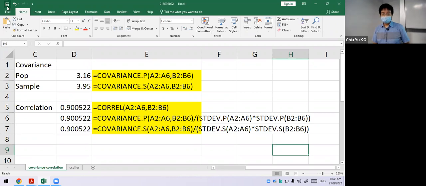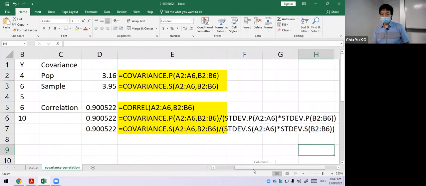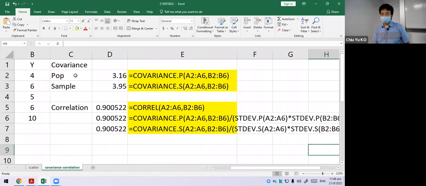So I hope it's clear how you will be able to calculate all this. Okay. Of course, you just use CORREL, but these two are just trying to show you that this formula is exactly the same as what we teach. Okay. So you should be happy about that. And okay.